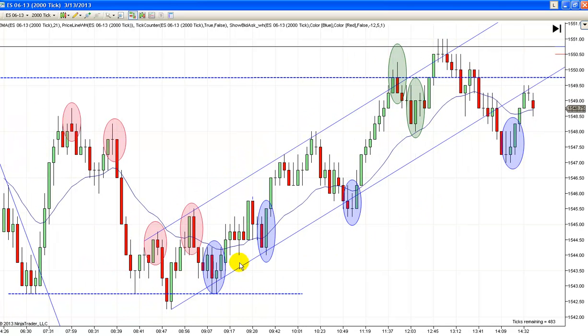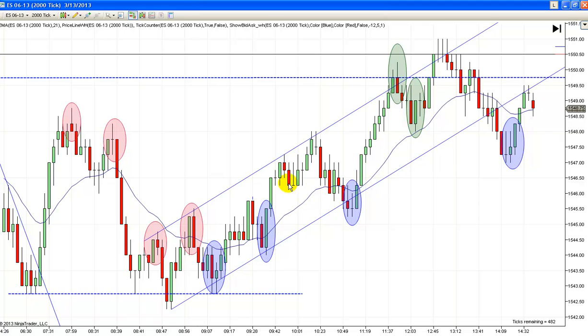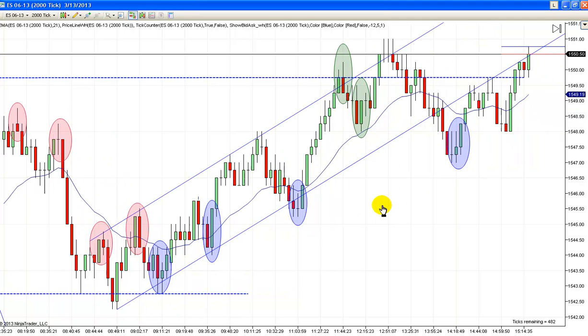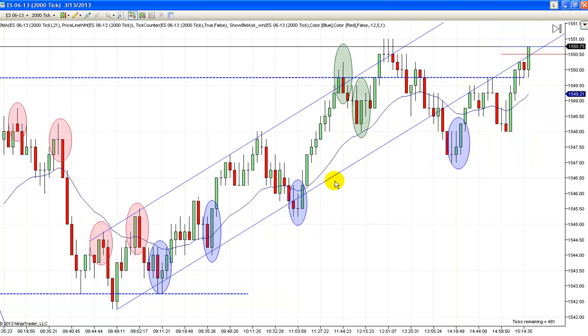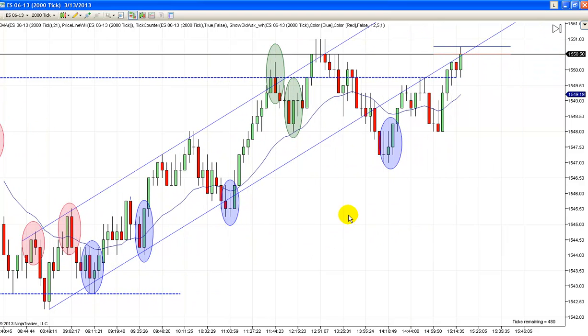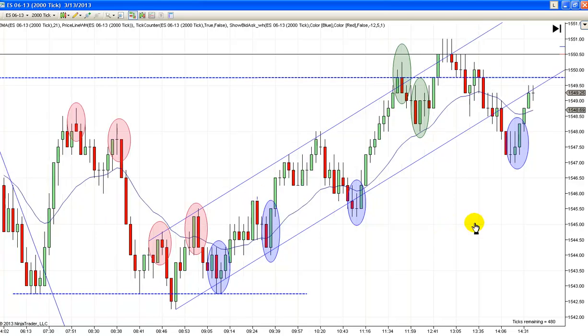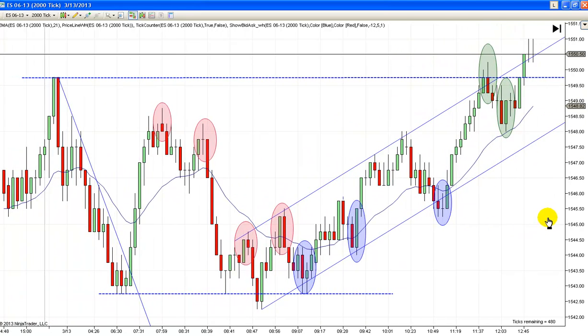Notice too that each one of these pullbacks, this one pulls back further than that one compared to where the lows are. This one pulls back further than this one did. So the pattern is just getting a little bigger each time is all that's really happening, but it's the same similar type pattern.